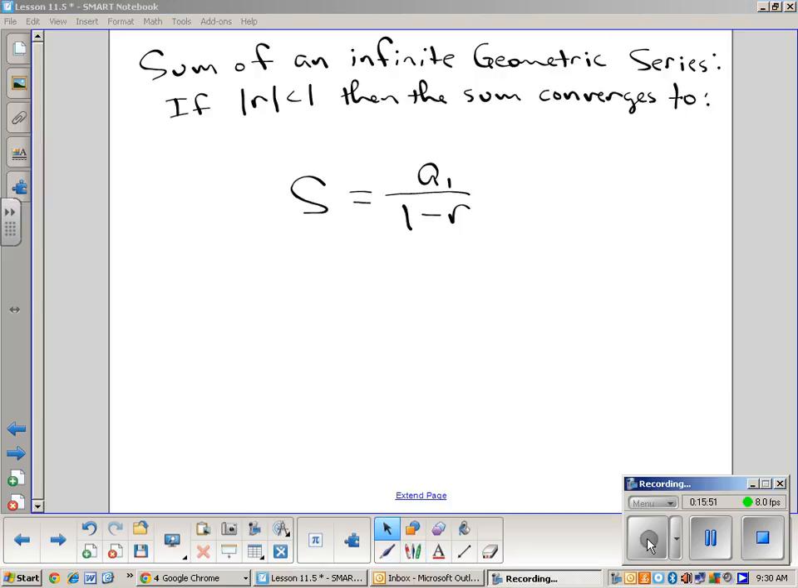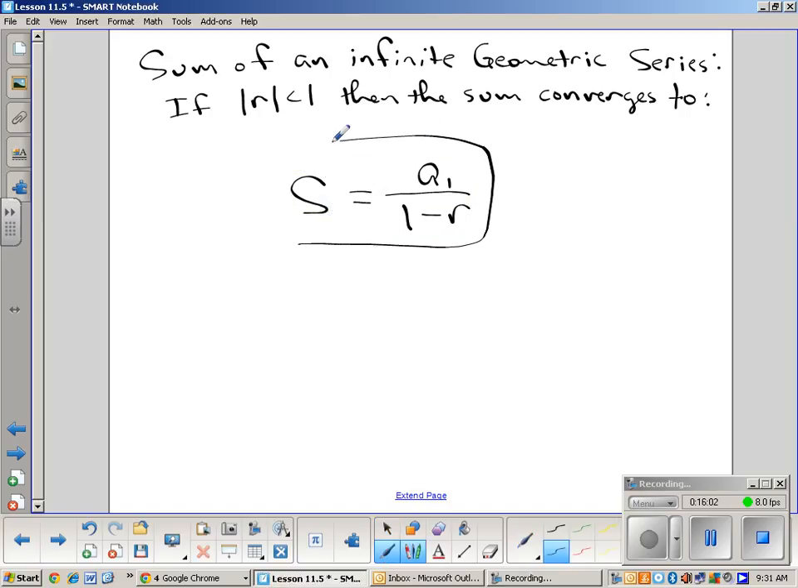So in the sum of an infinite geometric series, if the absolute value of r is less than 1, then the sum converges to this value right here. And I started to say, notice there's no n here. There's no n on that s. The reason there's no n on that s is because n represents the number of terms, right? And this is an infinite series, which means there is no limit to the number of terms. It goes on forever. Okay? And so our sum is going to approach this number. It converges to this number.